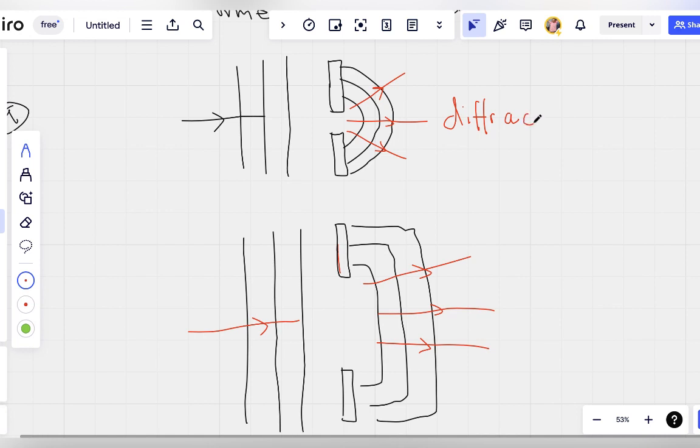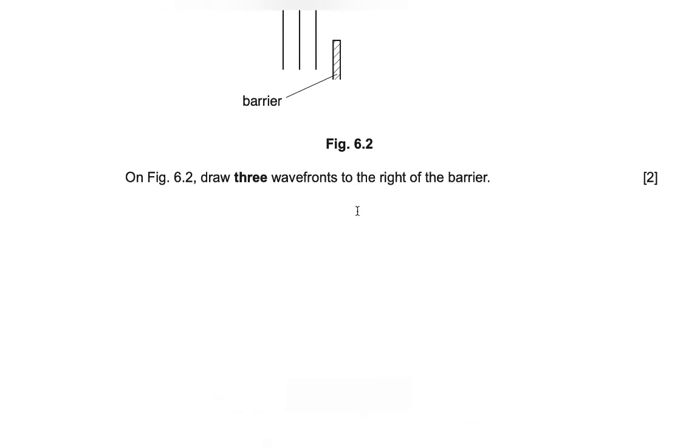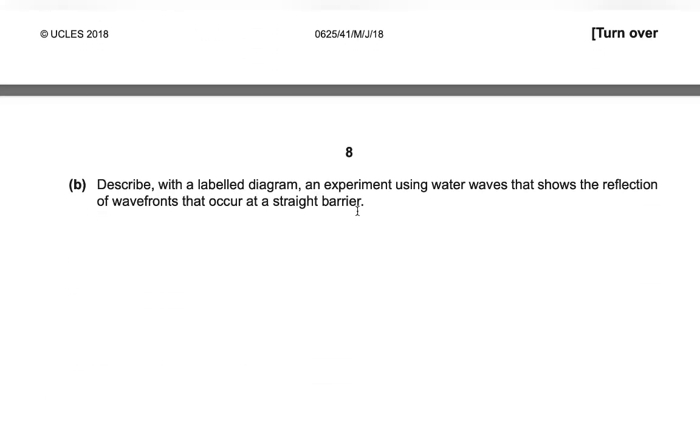When waves meet a barrier and there's a gap in the barrier, they diffract. How much they diffract depends on the gap. If the gap is very small, they diffract a lot. But if the gap is wide, they don't diffract much. They just pass through, only a few are diffracted, and it's not as intense as with a narrow gap. Okay, so that's that for this question. Let's move on to the next question.